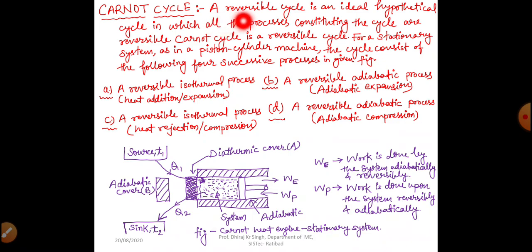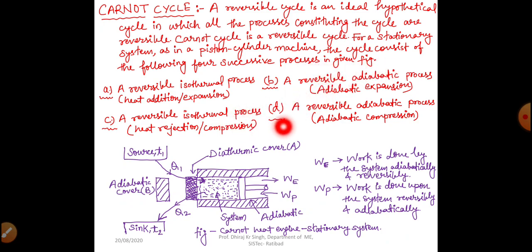Carnot cycle is a reversible cycle and is an ideal hypothetical cycle in which all the processes constituting the cycle are reversible. Means in Carnot cycle, whatever processes we will be using, all processes will be reversible processes. Carnot cycle is a reversible cycle, yes. For a stationary system, as in a piston cylinder machine, the cycle consists of the following four successive processes.